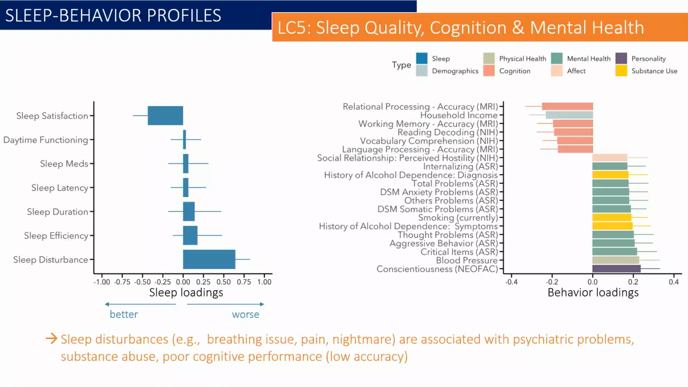Finally, we had something that is more characterized by high loading in sleep disturbance, which means anything that does not allow you to maintain sleep. So multiple awakenings because of pain, sleeping, breathing problems, nightmares, etc. And that was associated with, again, some poor cognitive performance, but also high loading in mental health, like critical items, for example, but also substance abuse. This profile, contrary to the other one, seems to be more linked to the fact of not sleeping well enough and the link to daytime functioning.